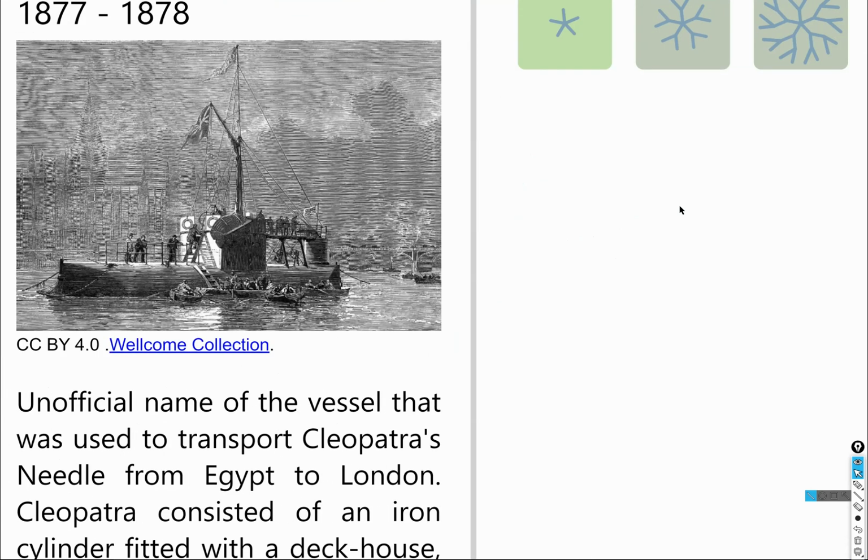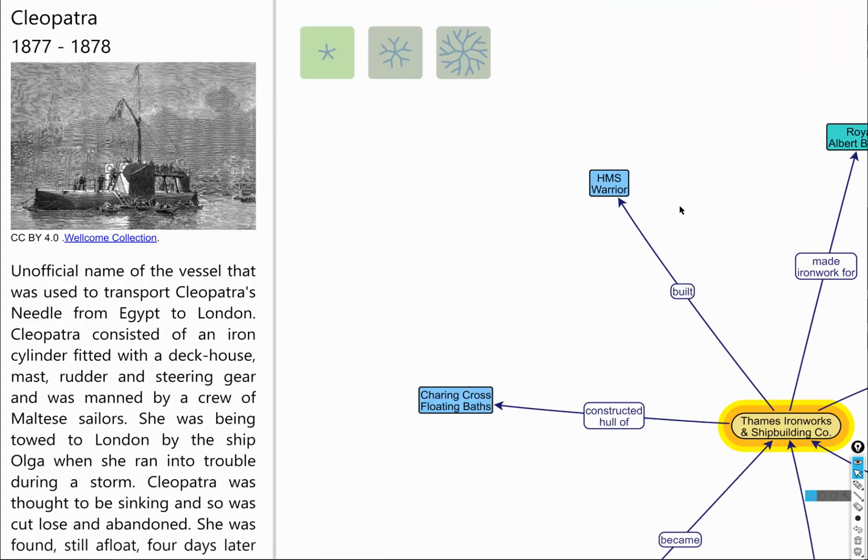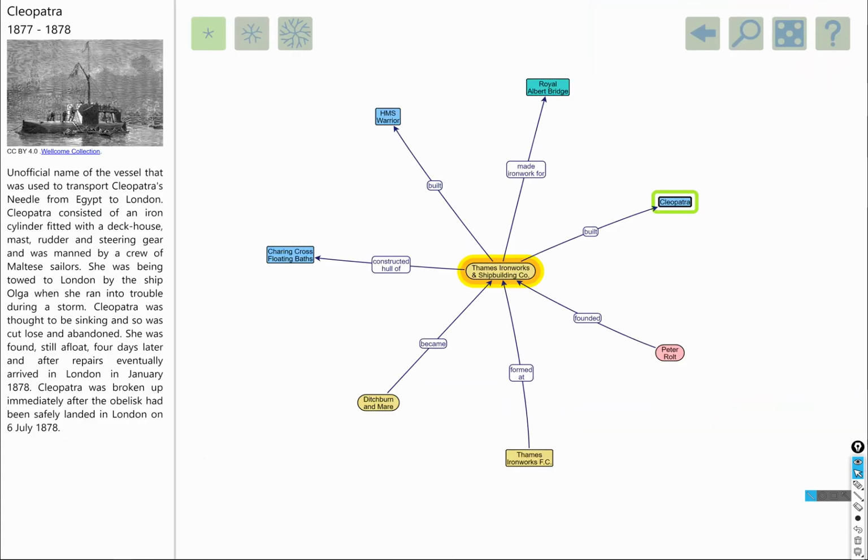So this boat was essentially an iron tube in which the Cleopatra's Needle, the obelisk, was put, iron tube with pointy ends, and it had a rudimentary cabin on the top containing a few Maltese sailors who had the rather uncomfortable job of looking after it while it was being towed all the way from Egypt to London. They nearly lost it because they got stuck in a really big storm. At one point, they thought the Cleopatra was going to sink, so they abandoned it, cut it loose, and fortunately, a few days later, after the storm had finished, they managed to find it and restore the tow and get Cleopatra's Needle to London. So that's one interesting thing they built.